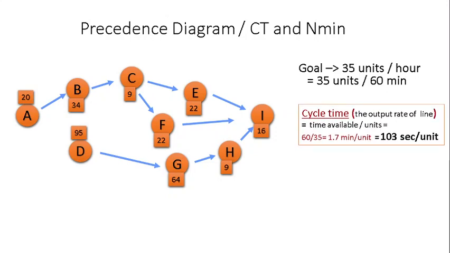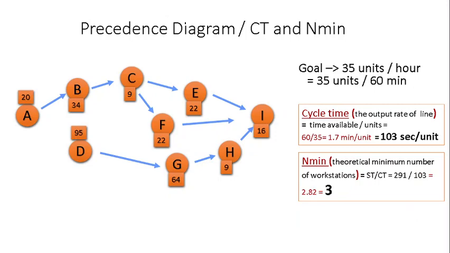So first thing, find cycle time. If we follow the formula, as we said before, then the cycle time is the fraction of time that we have available divided by the units. So we have 35 units in 1 hour. If we reverse that, we have 60 minutes divided by 35 units, which gives us 103 seconds per unit.